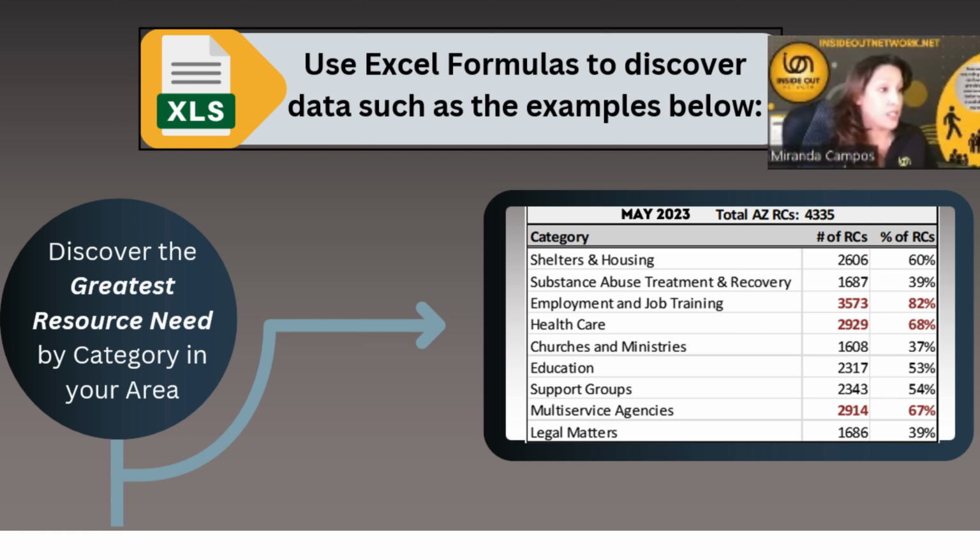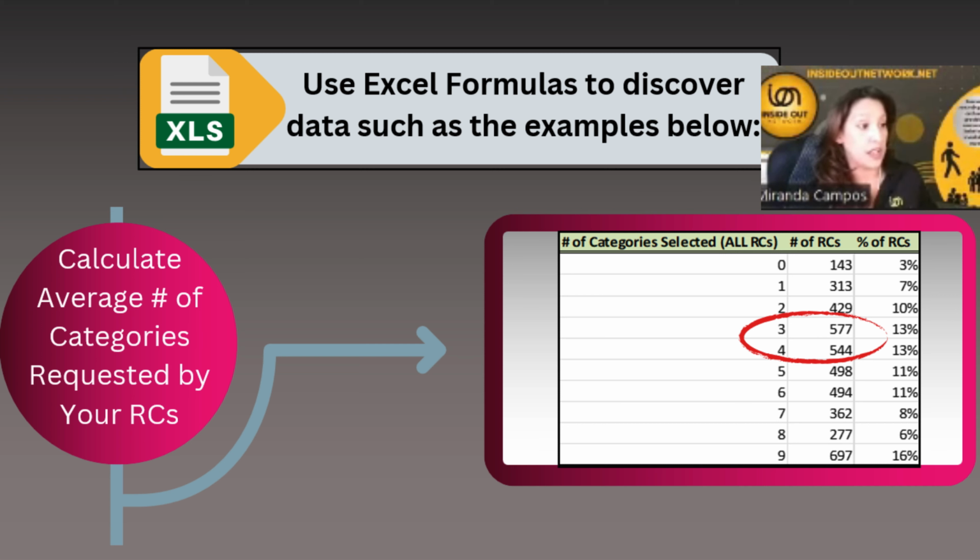Another example would be you could calculate the average number of categories. So the returning citizens, they have their own autonomy of what they think they need help with. So they can pick 1, they can pick 2, they can pick as many categories as they like. So you get a data set of, out of all your returning citizens, the majority of them seem to pick 3 or 4 categories. That's what they feel they need help with.